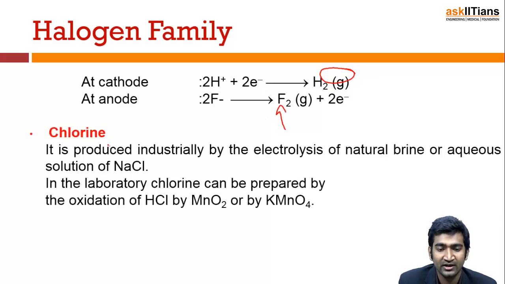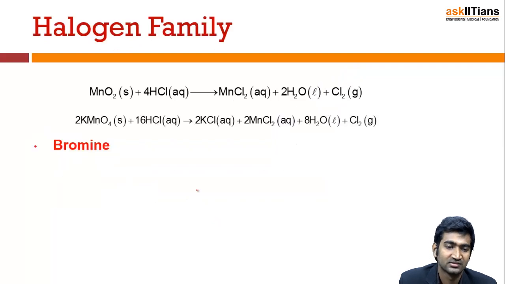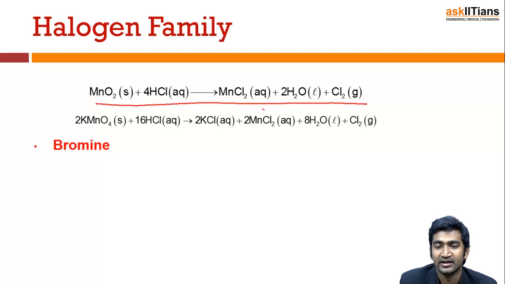Similarly, chlorine was also produced by electrolysis, from natural brine. Brine is what? It is an aqueous solution of NaCl. And in the lab, I can produce it by oxidation of HCl with MnO2 or by KMnO4. Like this, here I am having MnCl2 plus Cl2 also getting formed. Or if I take KMnO4, I will also be getting Cl2.